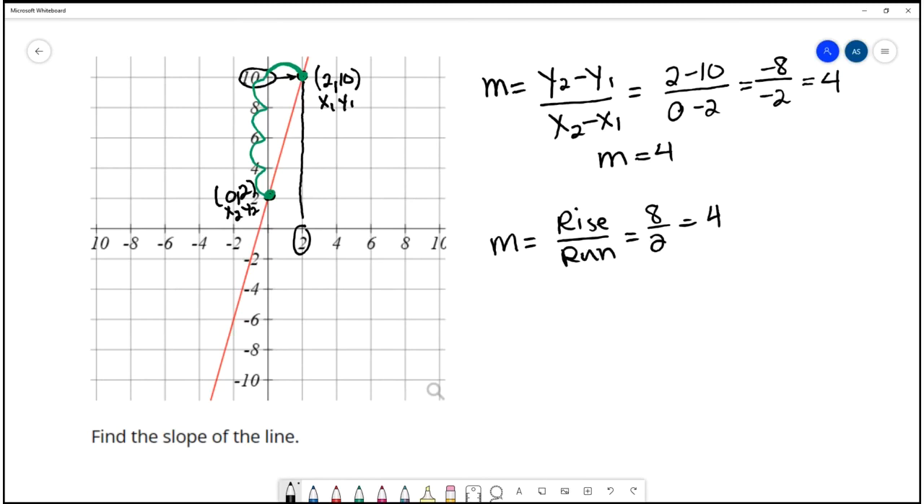If I was looking at the point from here to here, I would say how much is it going down? It's going down 8. That's a rise of negative 8. So going down means I'm putting a negative on the number. And if I go to the left, I put a negative on the number. So negative 8 divided by negative 2 is 4. So we get a slope of 4 with either way of calculating it.